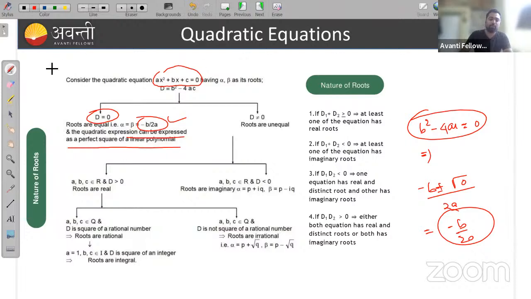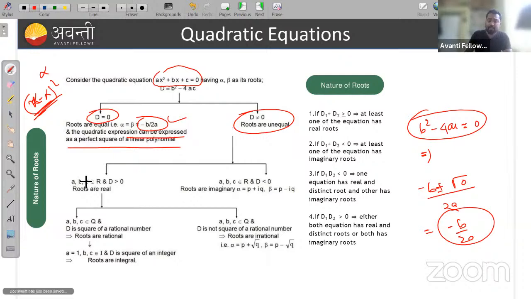Suppose the repeated root is alpha, okay, then the quadratic expression can be expressed as (x minus alpha) square. That is the perfect square of a linear factor. What is the linear factor here? x minus alpha.